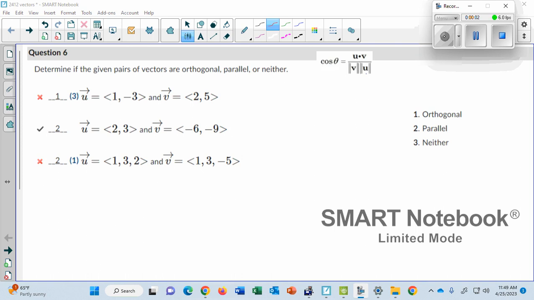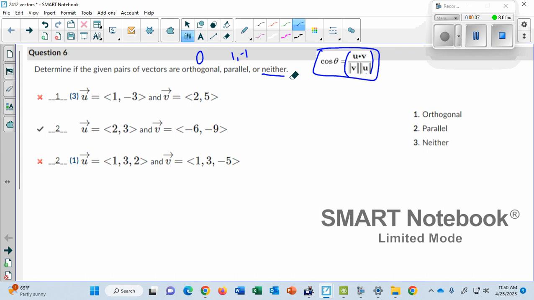Okay, let's start with this first one where you're asked to find if the pair of vectors are orthogonal, parallel, or neither. I have this formula up here to guide us, and we need to compute this ratio right here. If it equals 1 or -1, then the two vectors are going to be parallel to each other. And if it's 0, then they're going to be orthogonal, and everything else will fall under the neither category.